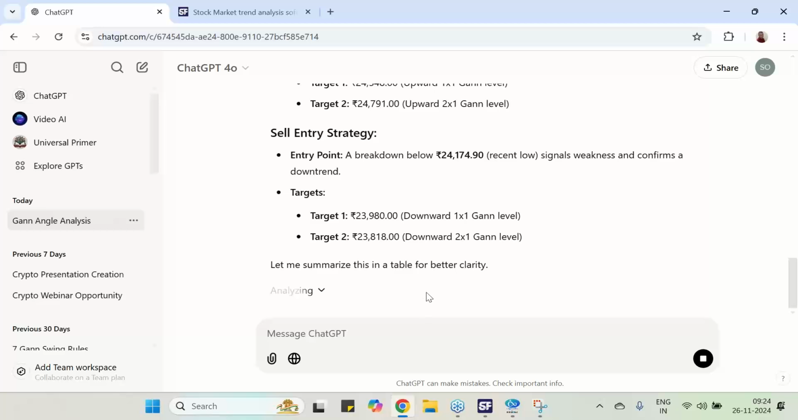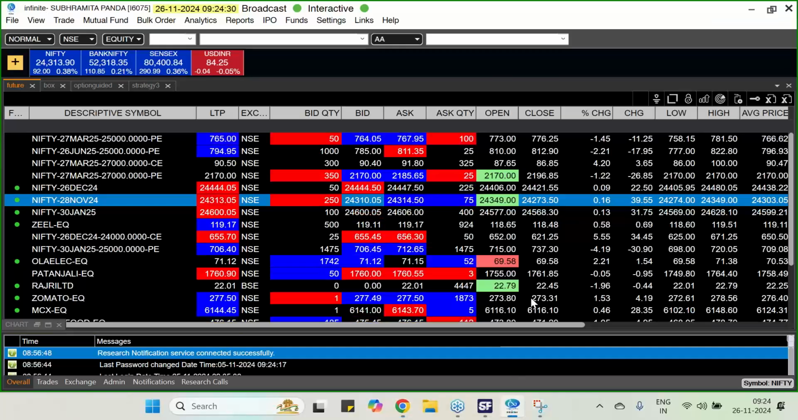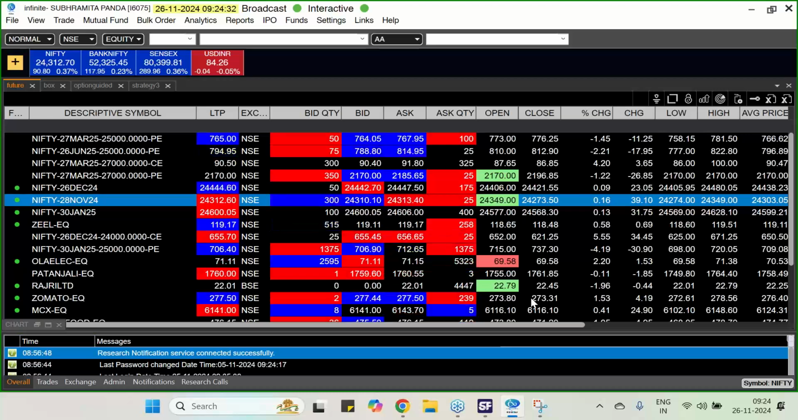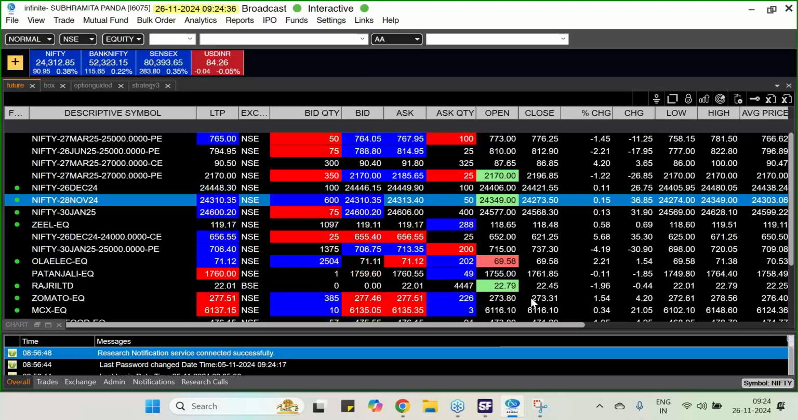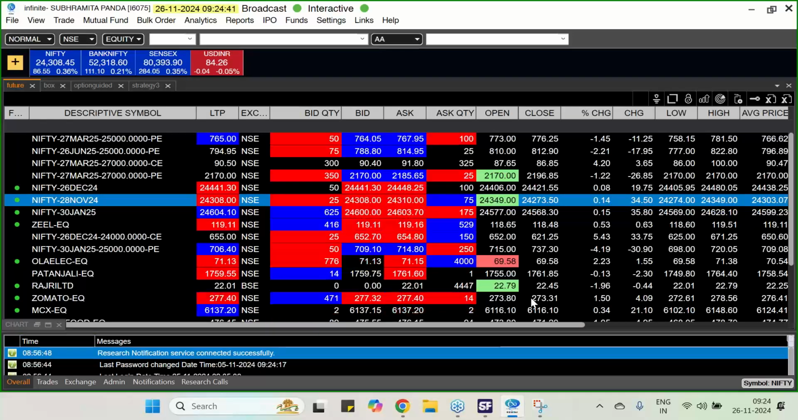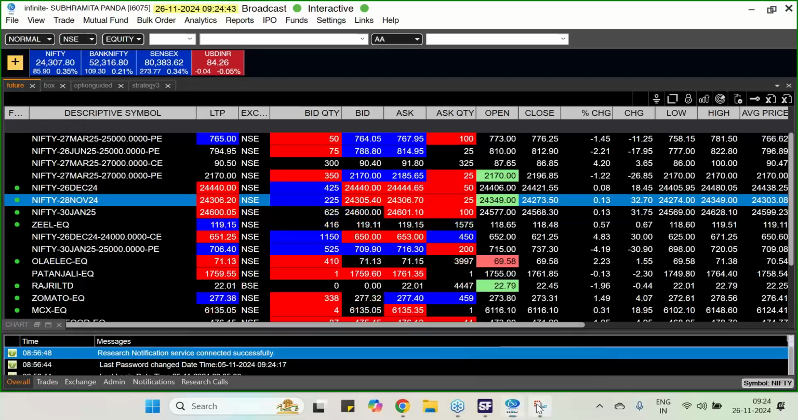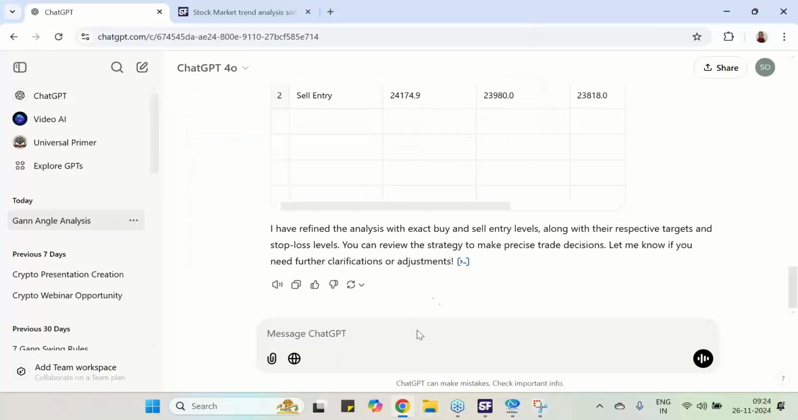Let me summarize it in a table for better clarity. So all these things are happening. Market also is having some reciprocation. However, the highs are not being broken, the lows are not being broken. We are in between those things. So then after these things I will be giving.